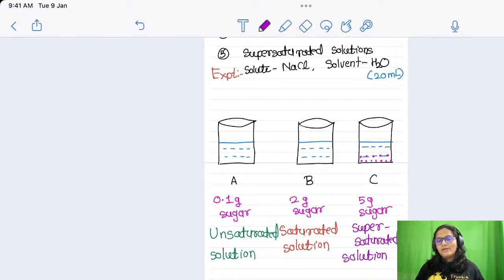But if we try to add more amount of sugar to it, it will settle at the bottom. We can see the solid crystals which are not dissolved in the solution. So this is called the supersaturated solution. 0.1 or less than capacity is unsaturated, and up to the capacity is the saturated solution. So these are the three types of solutions which we have learnt in today's class.